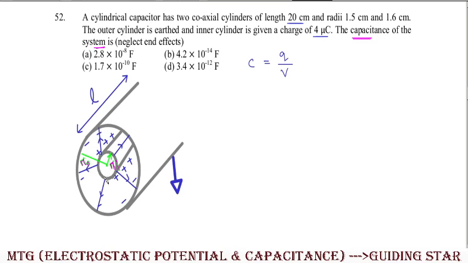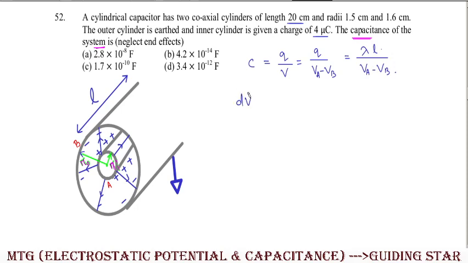Here in this particular case, if we assume the inner cylinder to be named A, and the outer cylinder to be named B, then C is Q upon V, and the potential difference will be VA minus VB. Cylinder A is positively charged, so it is assumed to have higher potential, and cylinder B is negatively charged, so it is assumed to have lower potential. Q is the magnitude of either of the charges. Q can also be written in terms of linear charge density, lambda into L, divided by VA minus VB. Clear? So right now we'll try to find out this potential difference.